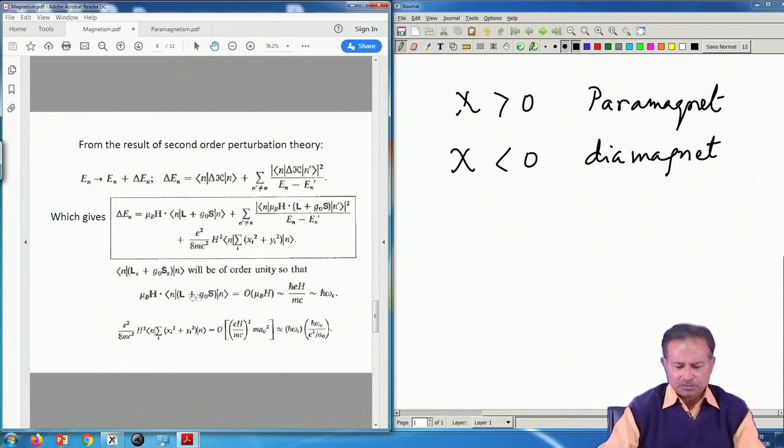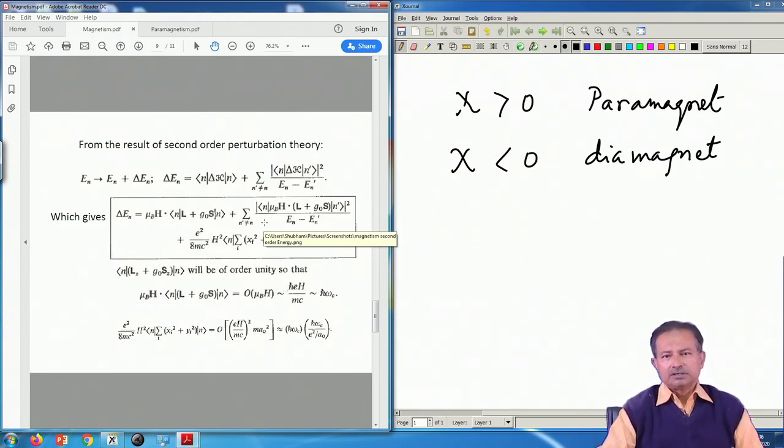So, we estimated these at 10 to the power 4 Gauss. The first term gives 10 to the power minus 4 electron volt, the last term gives about 10 to the power minus 9 electron volt, and so on. So, that is the ballpark figure one is considering.